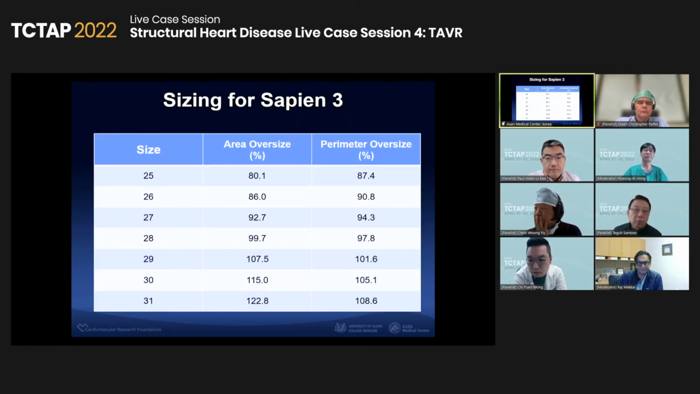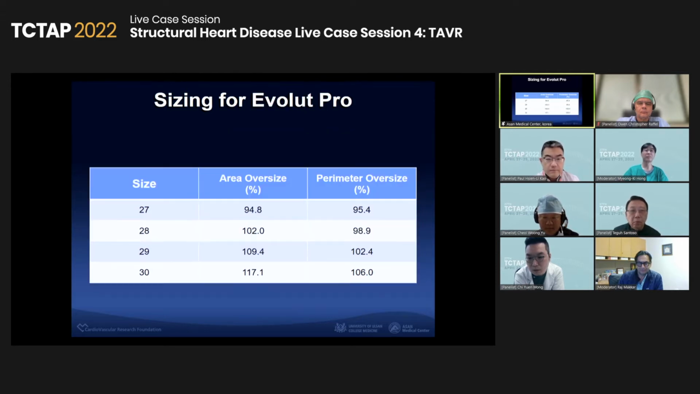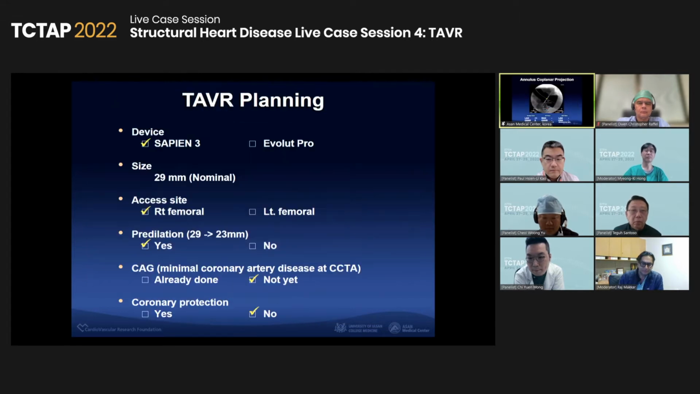This is a sizing table for SAPIEN 3. We plan to perform TAVR using SAPIEN 3, 29 nominal size, to get 107 area oversizing.